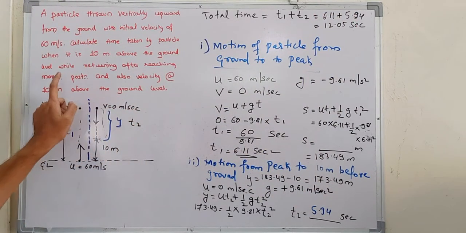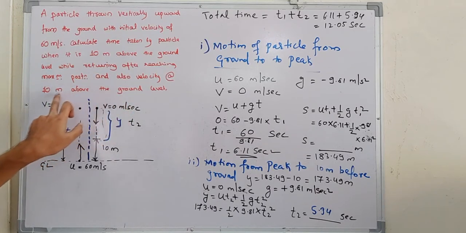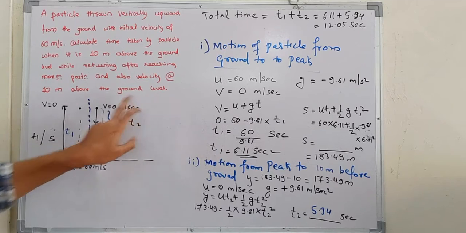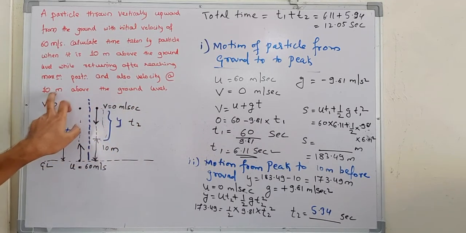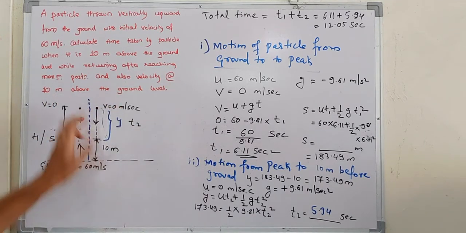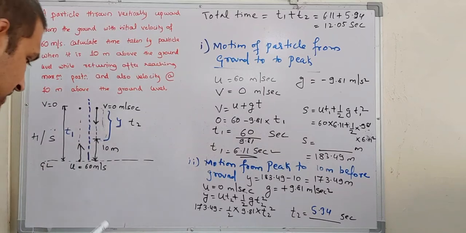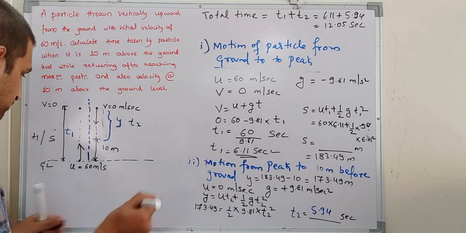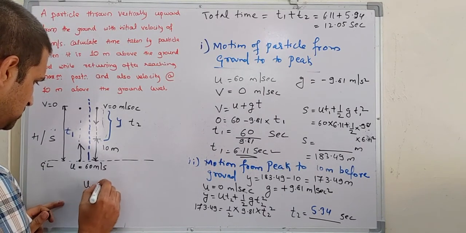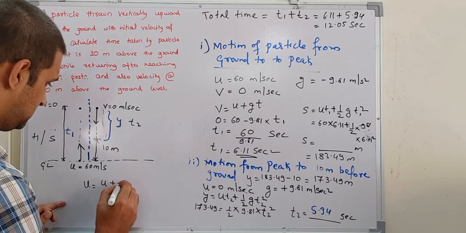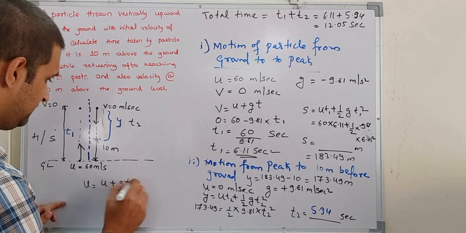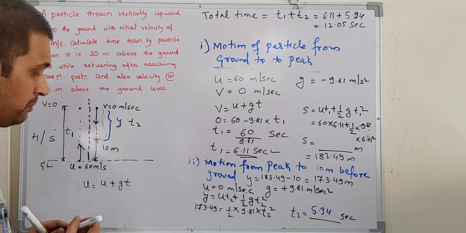And what else are you asked to calculate? You are also asked to calculate the velocity at 10 meter above the ground level while returning back. Now for that you have to use the same basic equation. Velocity is equal to u plus gt.